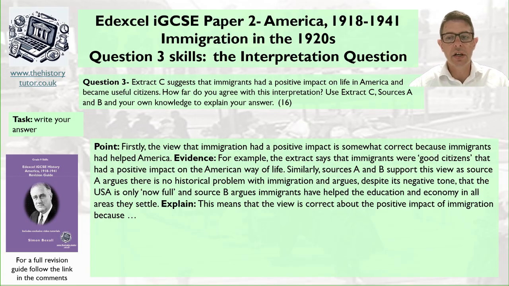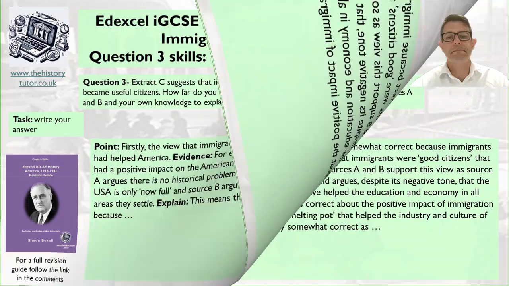A has this negative tone because they want to end immigration, of course, but they're still saying that there's no arguments about negativity in the past about migrants. You can use that idea. Then we need to explain. This means the view is correct about the positive impact of immigration because you can use a little bit of our knowledge and understanding to explain this. So pause now and see if you can come up with one or two sentences to explain with your understanding of the sources, the extract, and your knowledge, trying to make a convincing argument that yes, this idea of helping to build America is correct.